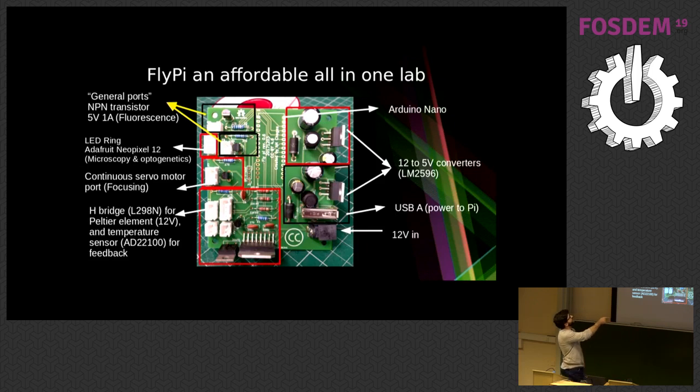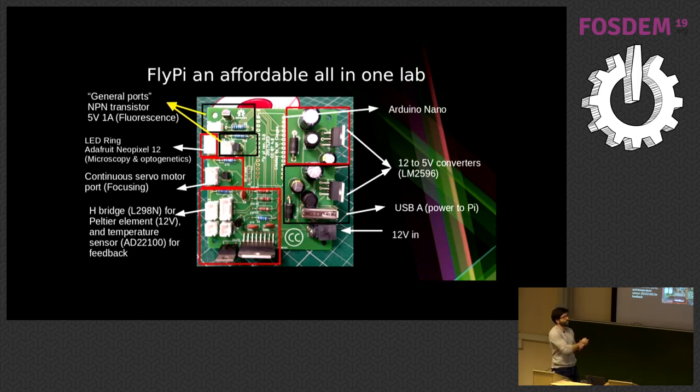And what you can see here is that we have a couple of repeating modules for the things we needed. So we have general ports with transistors that allow us to control LEDs that we can use for fluorescence. We have an Adafruit ring, which has basically 12 RGB LEDs, which you can control to do optogenetics. You have a port for a servo motor, which we use, a continuous one, to turn gears and change the focus on the camera.